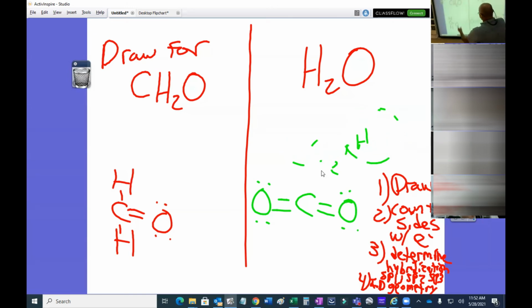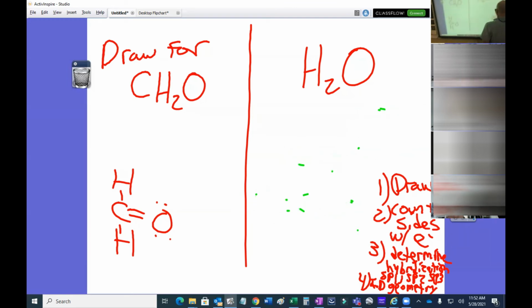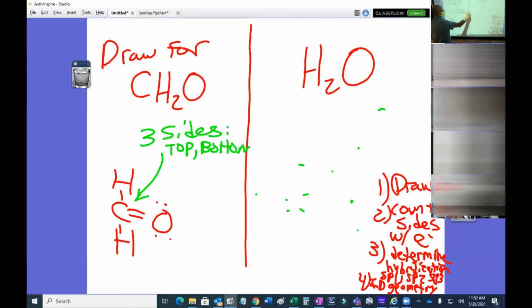All right, let's go back to acetone. What's the hybridization on that carbon? I mean, how many sides of that carbon have electrons on them? 3. Top, bottom, right. Does anybody need help with that? It doesn't have to be top, bottom, right. It could be left, right, top. We could rotate this all around. It doesn't matter. But it's 3 sides, however you rotate it. And that means it's sp2. Now, if it's sp2, it's trigonal planar.